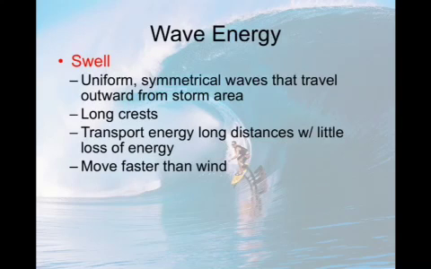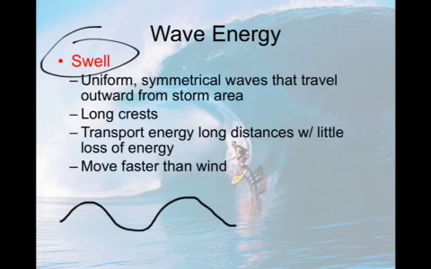So seas are the area where the storm is and the waves are being generated. As soon as the waves move away from the site that they're generated, they become swell. Swell is uniform, symmetrical. They sort of sort themselves out based on their wavelength. So the waves that have the same wavelength frequently have the same period, and they become very uniform and symmetrical. If you were to draw that typical sine curve, as it moves away from the storm, that would be considered swell.